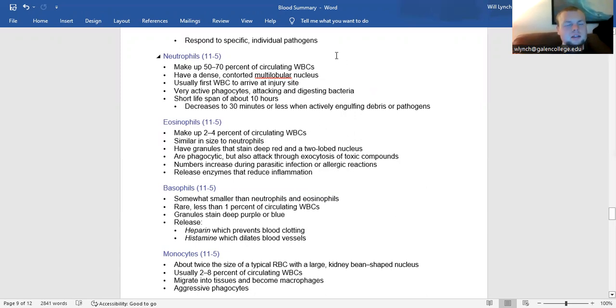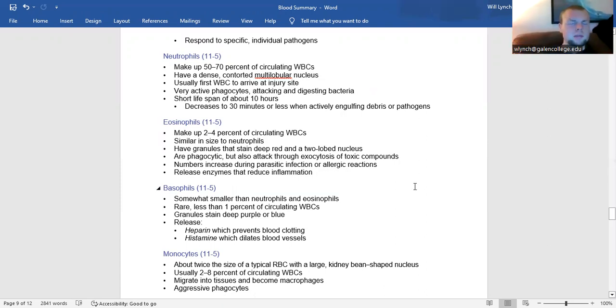And during this engulfing and ingesting, the cellular debris from that bacteria is then going to be a positive chemotactic response for the other white blood cells. They have a short lifespan, generally around 10 hours or so. That can be greatly decreased, however, if they're actively ingesting and engulfing pathogens and debris, sometimes as low as 30 minutes.